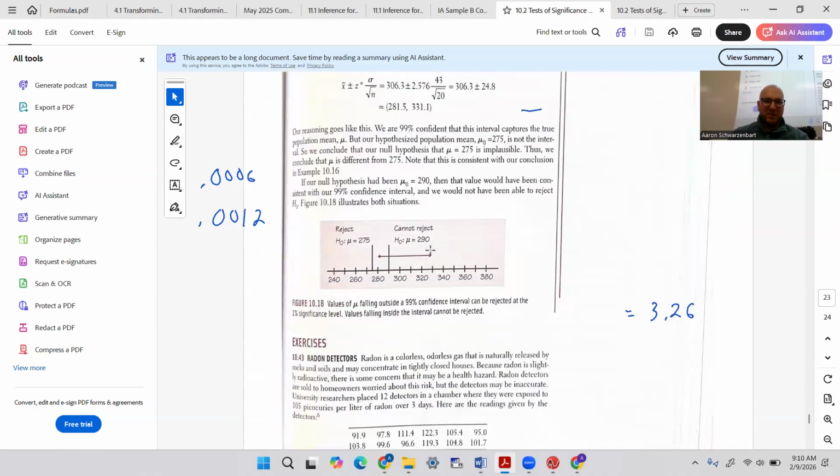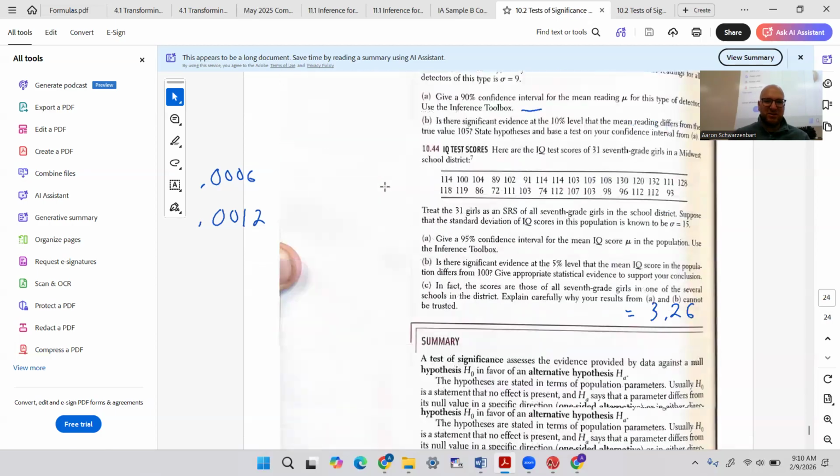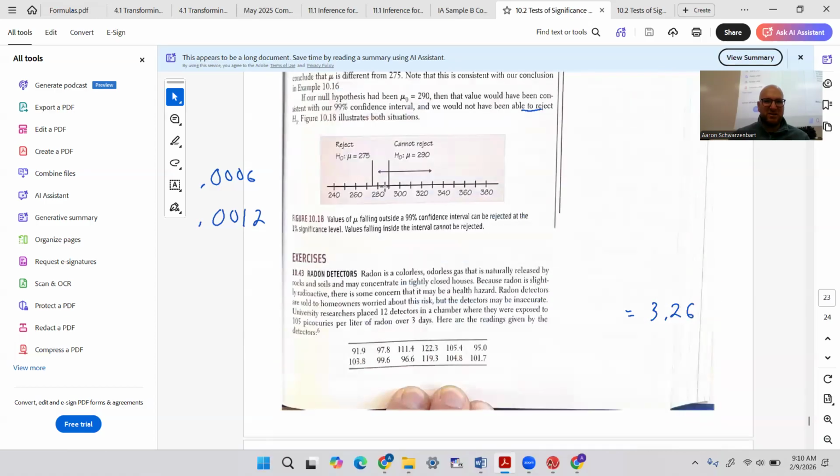Another way to do it is you can just test the confidence interval. This was our 99% confidence interval. 275 wasn't in that. You just have to be aware of two-sided versus one-sided. 0.01 for a one-sided test is actually a 98% confidence interval because it'd be 0.01 on each side. Okay. There is a connection between the two. You can use them both together.